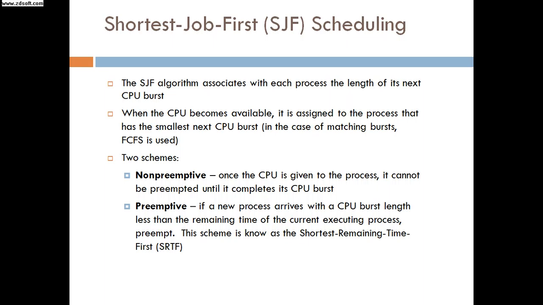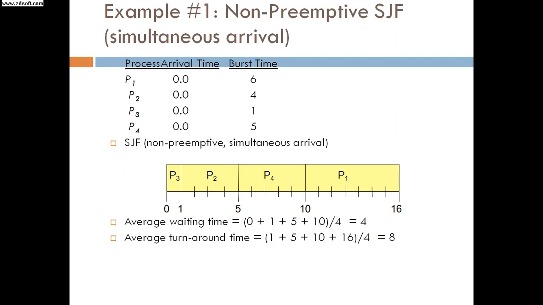Non-preemptive means once the CPU is given to a process, it cannot be preempted until it completes, or else it requests input output. But in the case of preemptive, if a new process arrives with a CPU burst length less than the remaining time of the currently executing process, then that process will get preempted. Otherwise, it is called the shortest remaining time first algorithm.